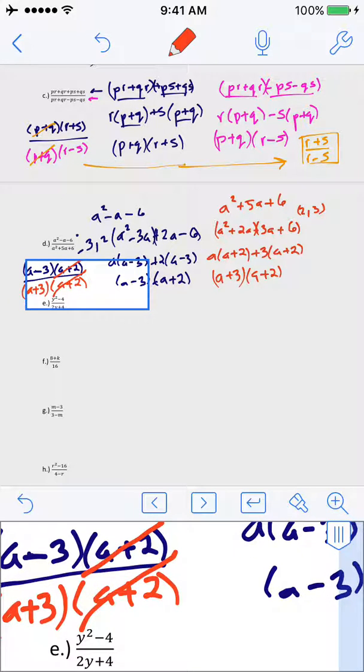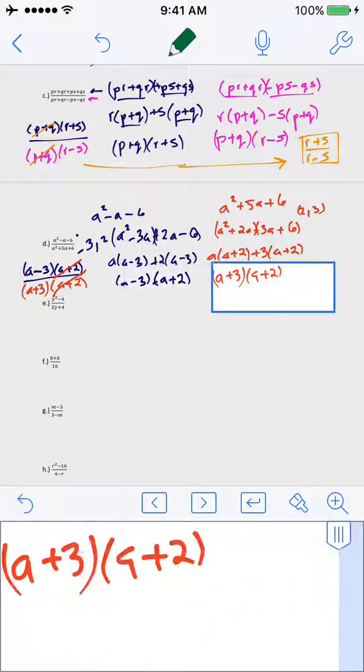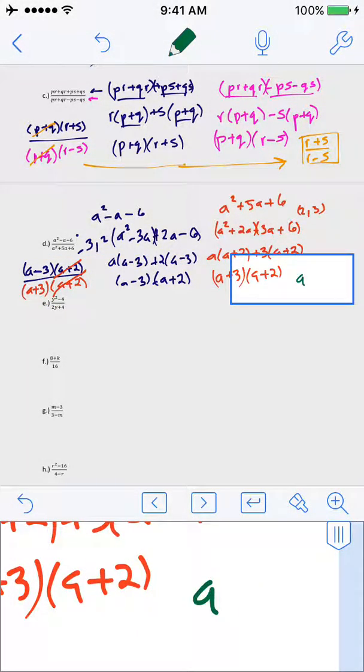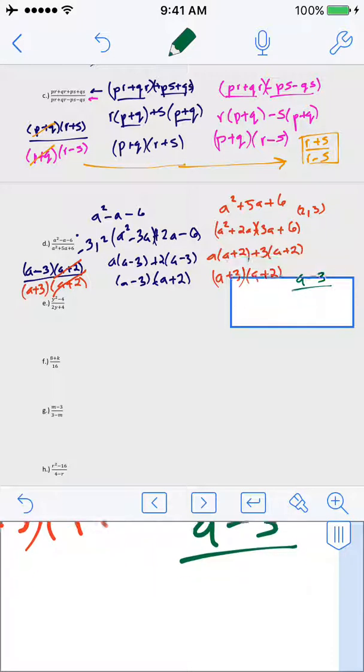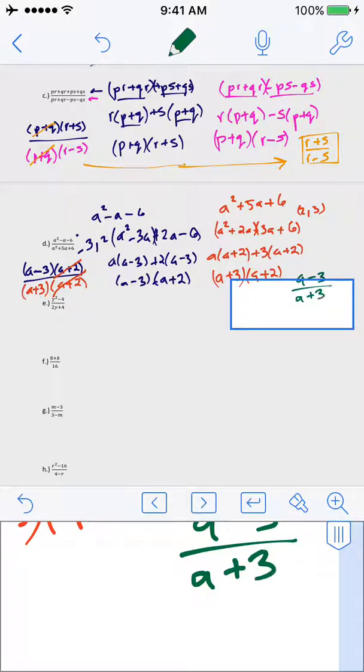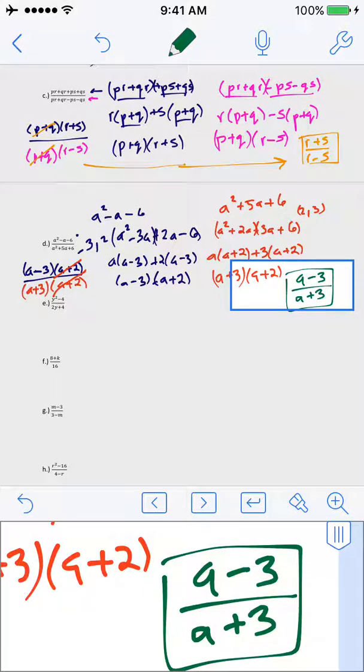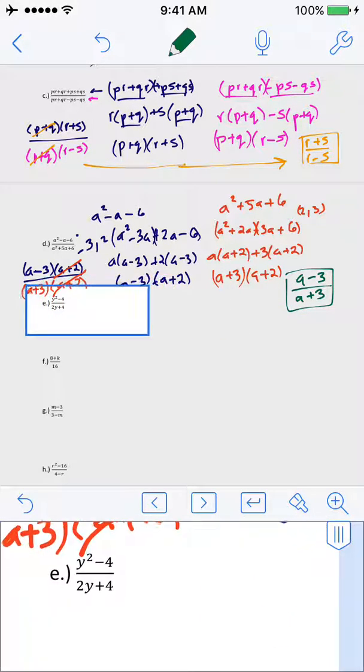And my final reduced form, let's put it in green, would be a minus 3 over a plus 3. And that's it. Awesome. Let's try another one.